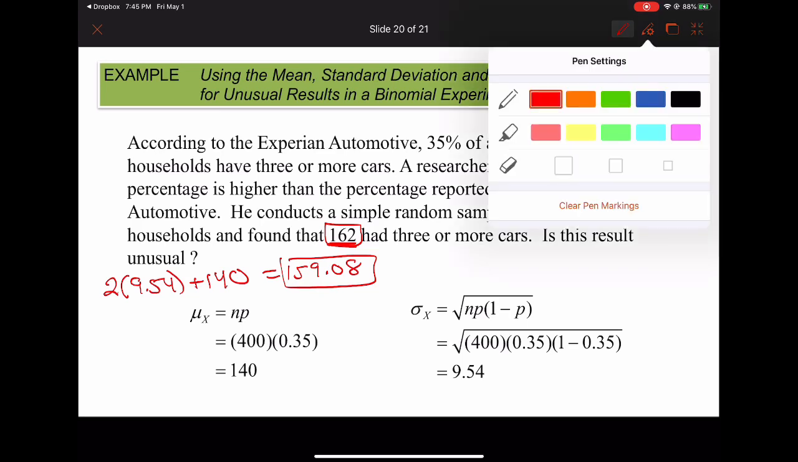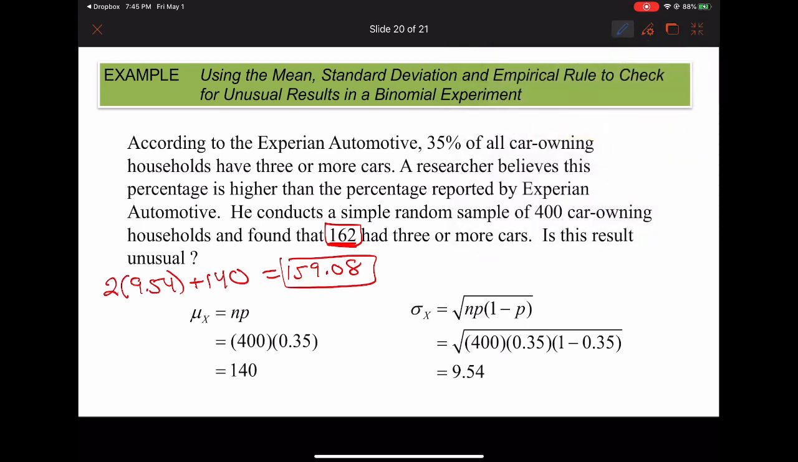The next way is to calculate the z-score. So I'm going to take 162 minus 140, divided by 9.54. That gives me approximately 2.31. So this is my z-score. Because that z-score is larger than 2, it's more than 2 standard deviations away from the mean, and therefore unusual.